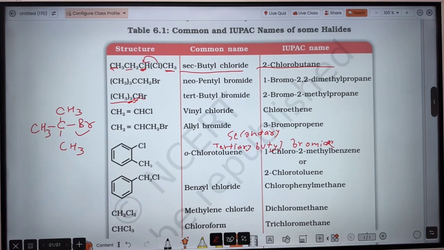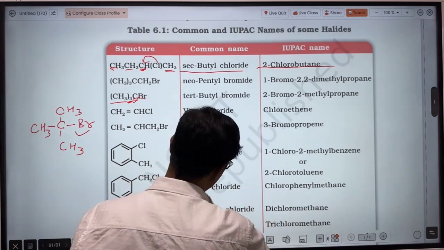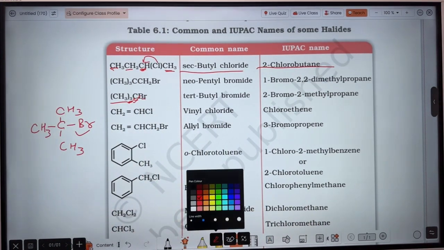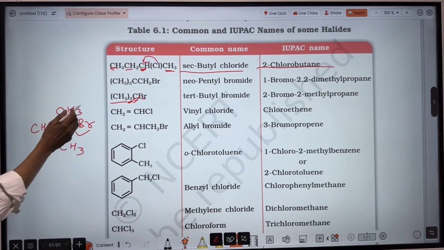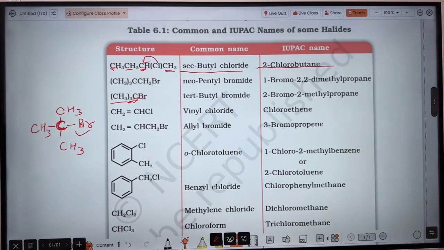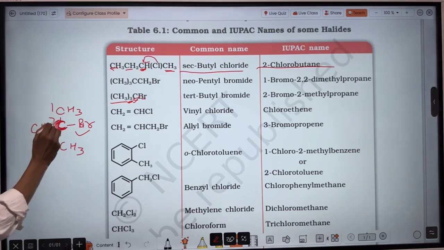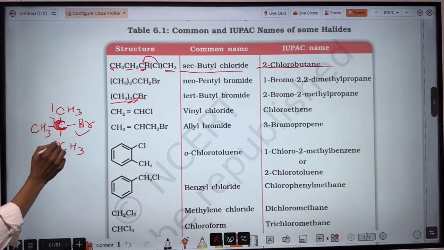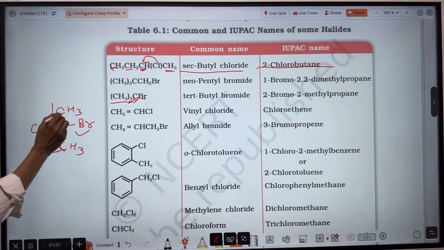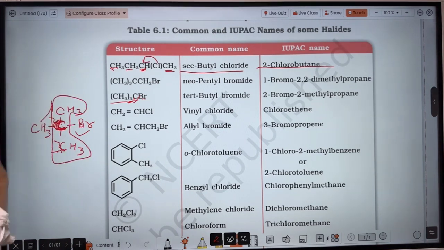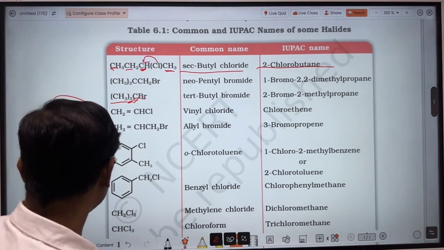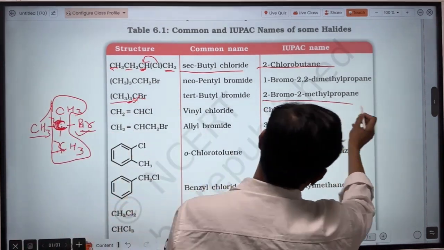Okay. Now how to write the IUPAC name? When we have to write the IUPAC name, first of all we have to select the chain, and we have to select that chain which must include this carbon atom, since this carbon atom is bonded to the halogen. So we select that carbon chain which includes this carbon. So 1, 2, 3, that you may take, or you may also take another 1, 2, 3, anyway. Any one chain you can take. So this chain I have selected. At second position there is a bromine and there is a methyl. So that's why we say 2-bromo-2-methylpropane.